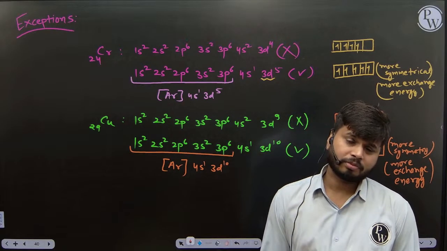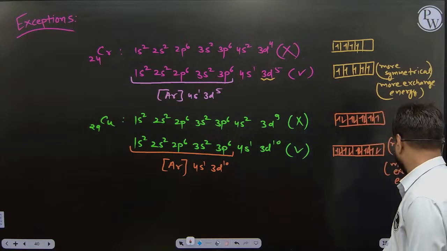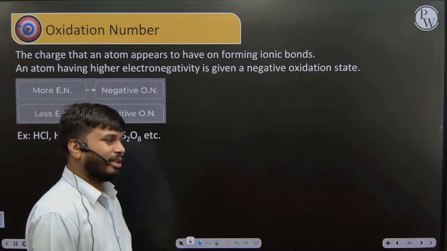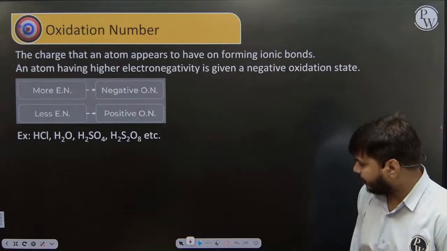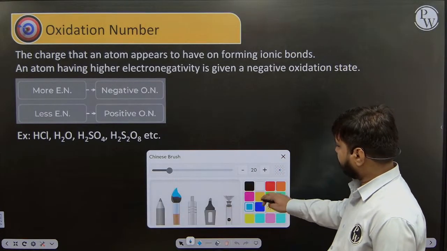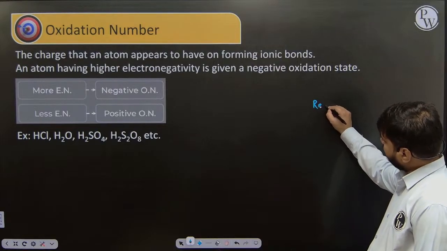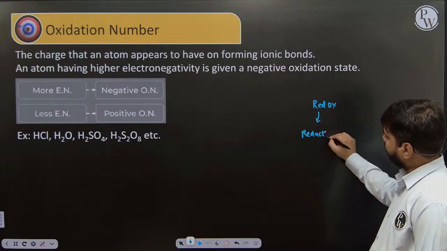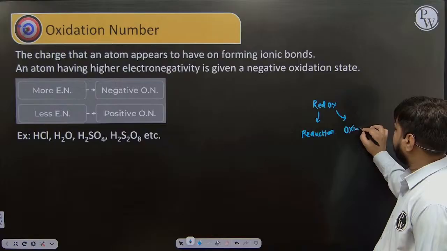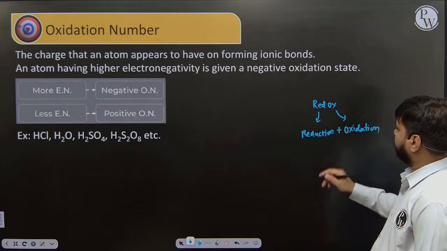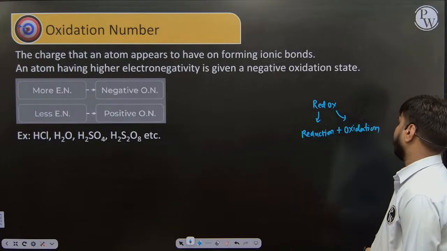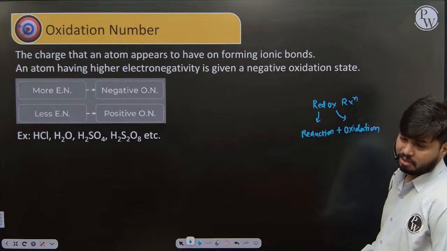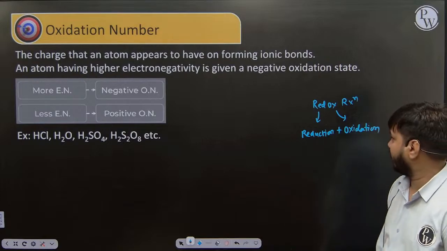Okay, now we are going to talk about our next chapter, which is called redox reactions, है ना? So we are going to discuss redox reactions. Let me give you a brief introduction of this particular chapter. In the redox reaction chapter, we discuss reduction reaction. We also discuss oxidation reaction, right? Those reactions in which oxidation and reduction occur simultaneously are called redox reactions.